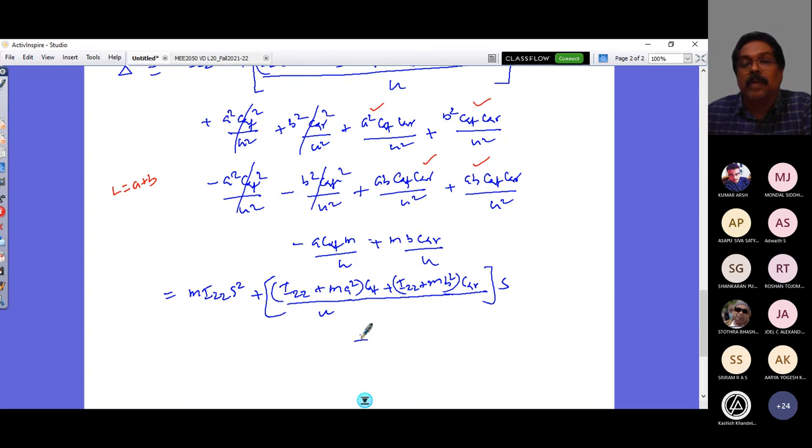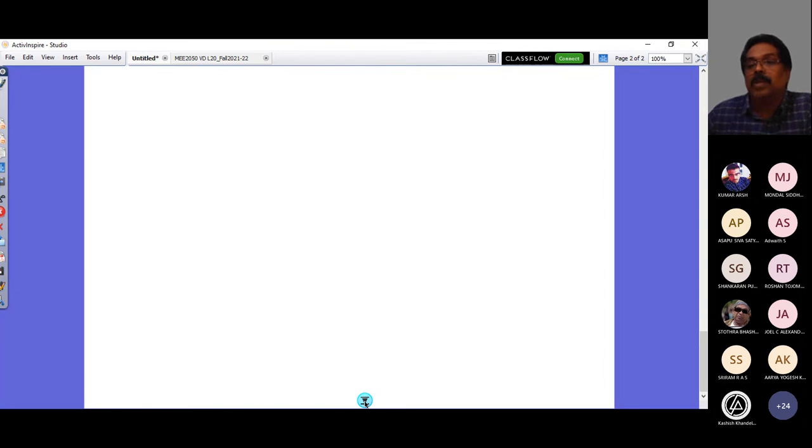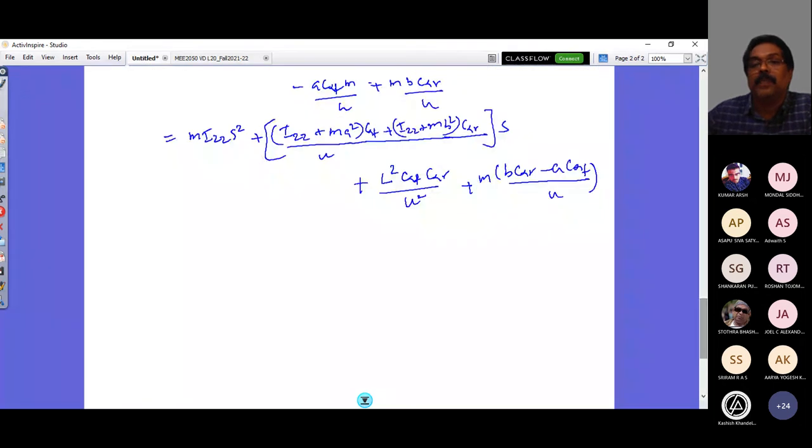This is going to be plus L square C alpha F C alpha R by U square. So these all four terms have now become this one single term. And here, of course, I have M into BC alpha R minus AC alpha F by U. Right? So these two terms are the constant terms here. I'm just going to combine these two, add these two.